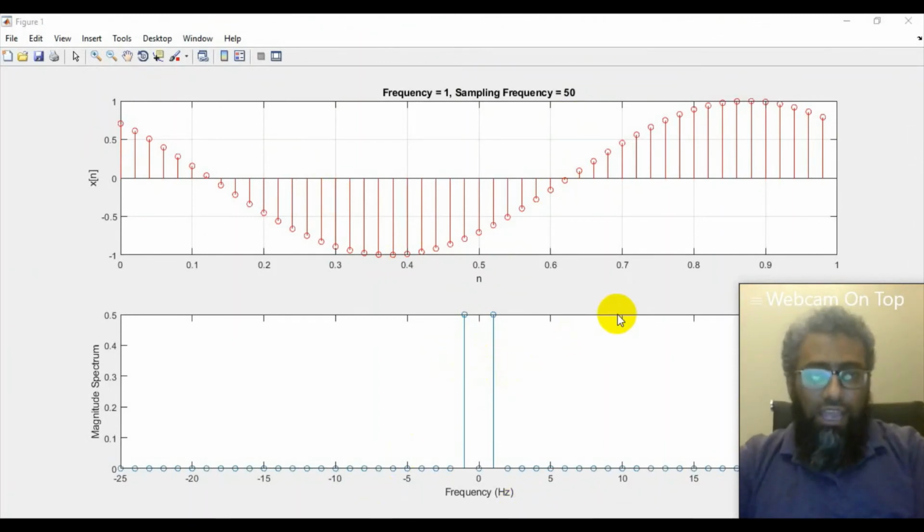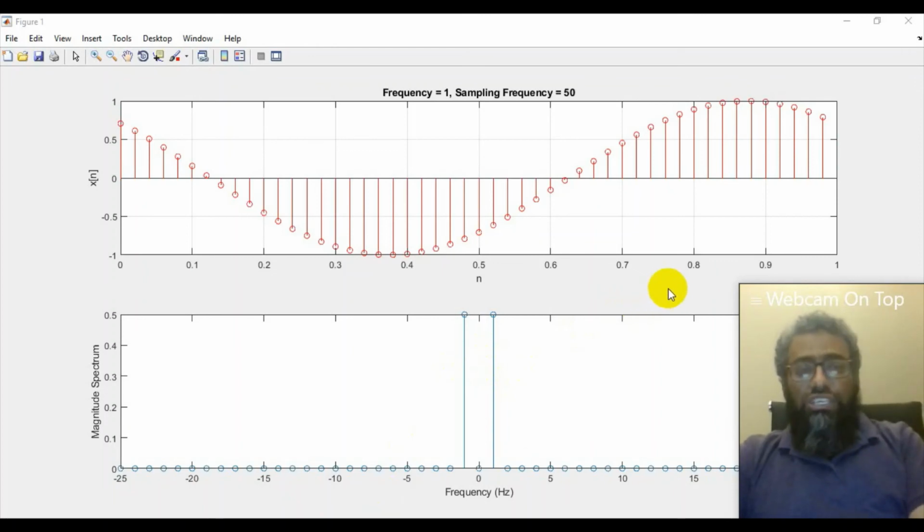So now I will keep on changing the observation time of the signal. I will make it 0.9, I will make it 0.8, I will make it 0.7. Okay, and we will see what's going to happen.